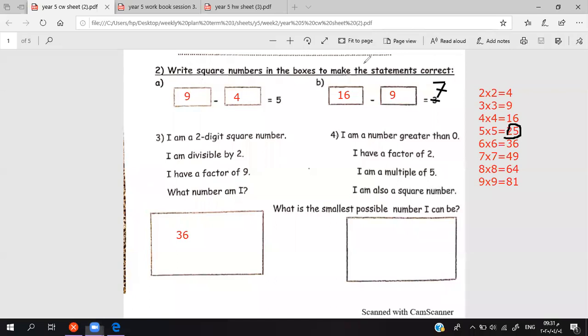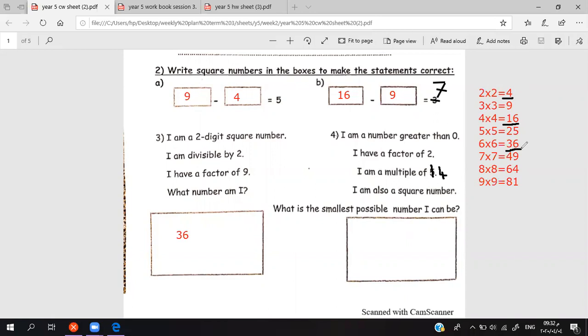Okay, guys, I'm sorry. It shouldn't be I'm a multiple of 5. It should be I'm a multiple of 4. So cross the 5 and make it a 4. Okay. So I'm a multiple of 4. Which ones here are multiples of 4? It is 4. Also 16, answers of timetable 4. And also 36.